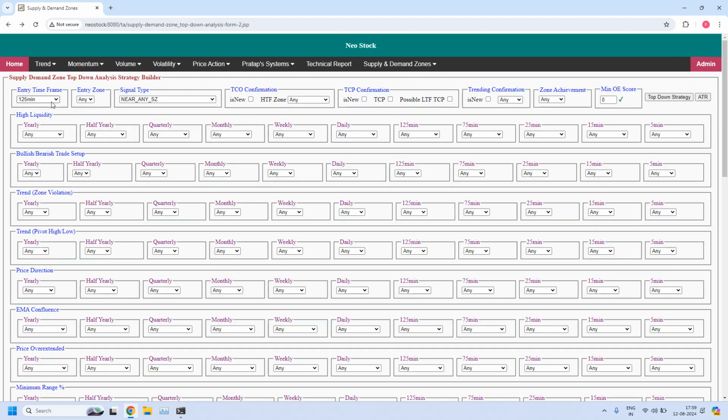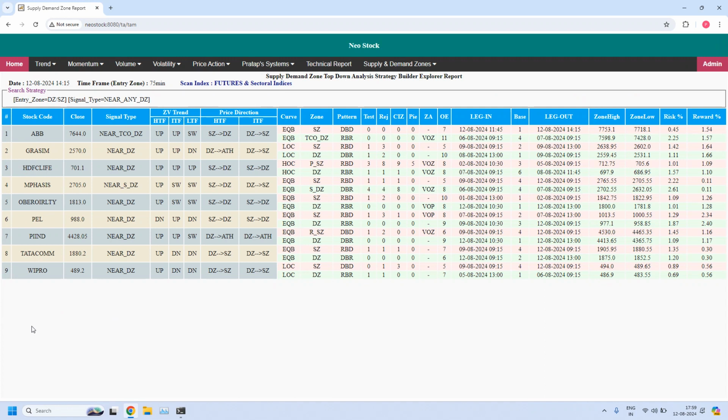And the next time frame is 75 minutes. Entry time frame is 75 minutes. Let us find the stocks near 75 minutes demand zone. 9 stocks are filtered. Let us identify any high liquidity demand zones from this list. Emphasis is having a high liquidity zone, already tested 4 times and 4 rejections also. That's it. We have only one high liquidity demand zone from 75 minutes time frame.